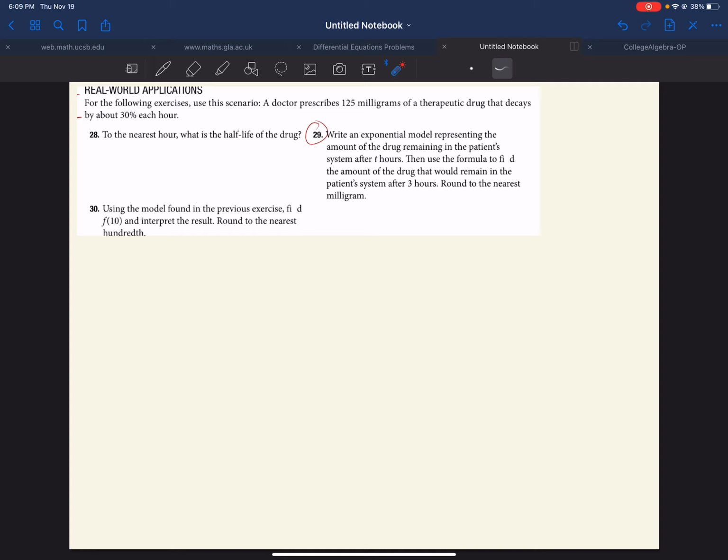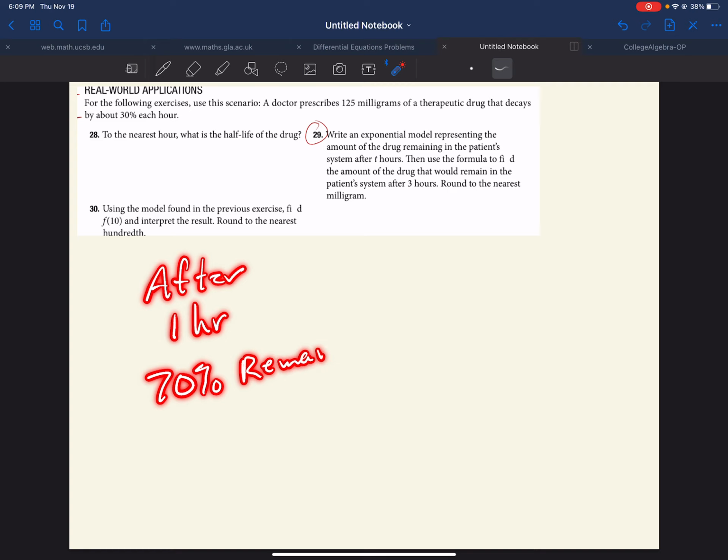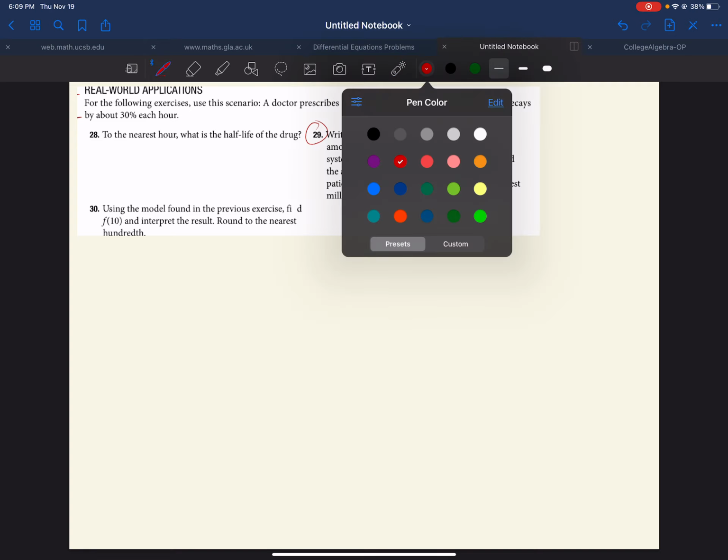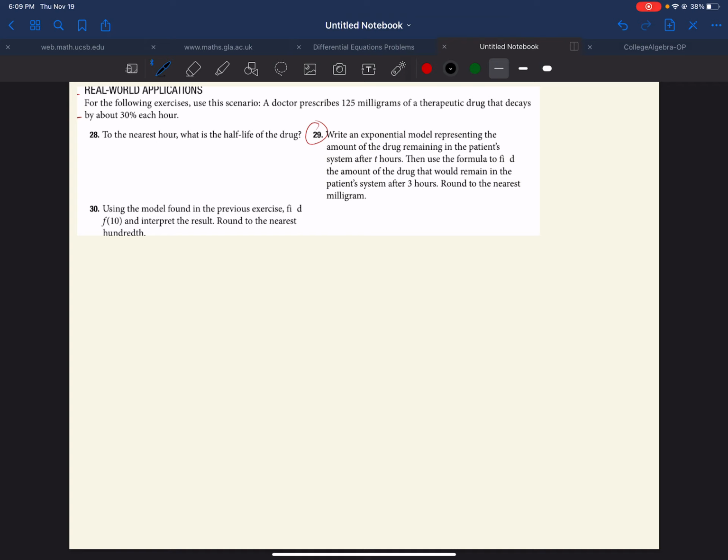But if you really want to know what it is, what does it mean if it decays 30% each hour? That means that after 1 hour, 70% will remain. And so what I want to do, when I set this up this time, is say 0.7 A naught equals A naught e to the k times 1. Why is it k times 1? Because it's each hour. So I know this happens at that spot in time. And so then again, dividing off the A naughts, they go away. I get 0.7 equals e to the k.